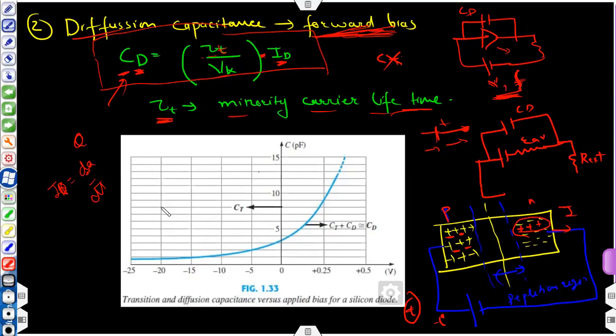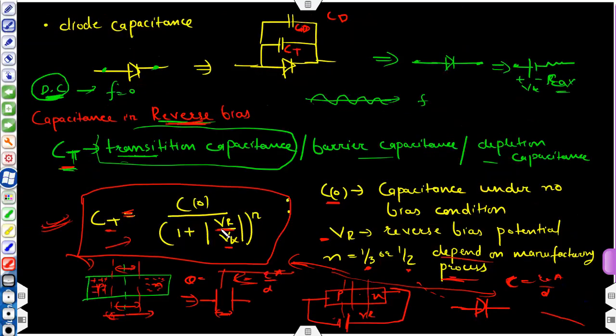This is the graph, figure 1.33, taken from the Boylestad book. It represents transition and diffusion capacitance versus applied bias for a silicon diode. This is the origin. This region represents forward bias, the positive V axis, and the region on the left represents reverse bias. When I am moving from 0 to the left-hand side, I am increasing the value of VR. This is the formula. When I increase my VR, CT will decrease.